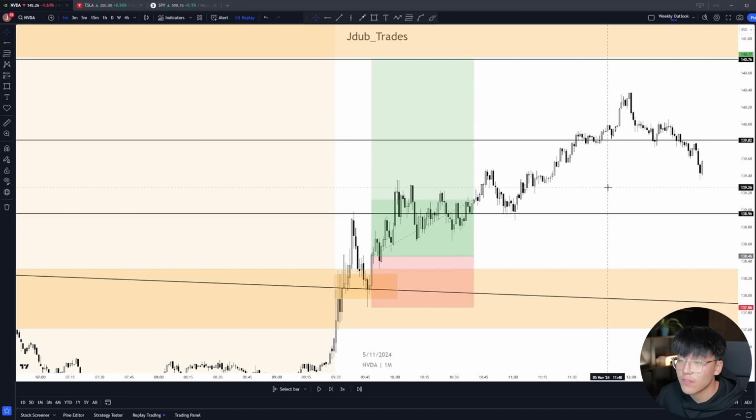We also had a retest of the trend line as well in the higher time frames, and then we're looking to target those external levels back towards the upside. So now let's go on to the final example that I have for us today.